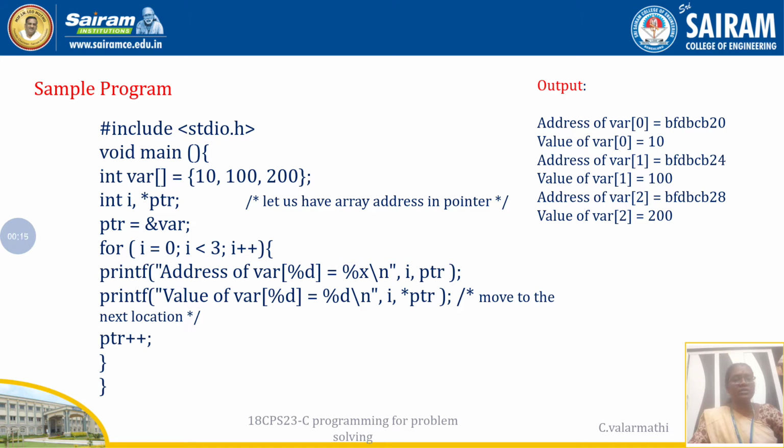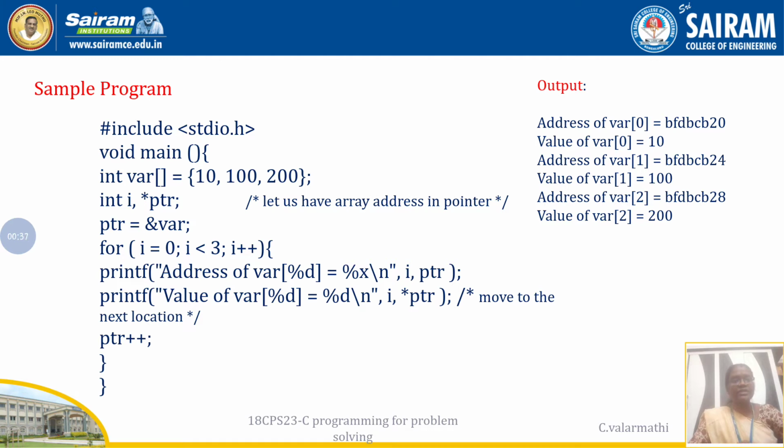The first line will be the inclusion of header files, so that I have started. Then main is started. Then int variable of 10, 20, 120. This is nothing but an array, with the name var. Var is the array name and it has 3 elements. Like that I have declared one integer array.